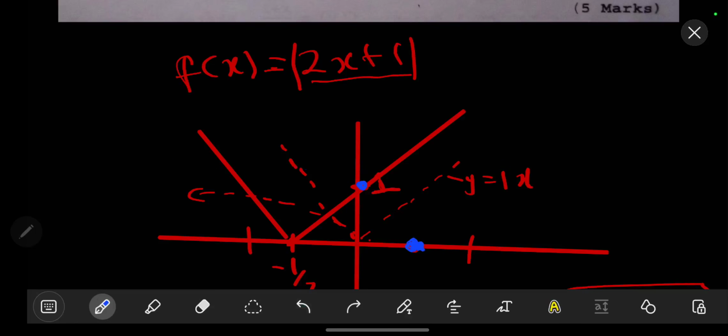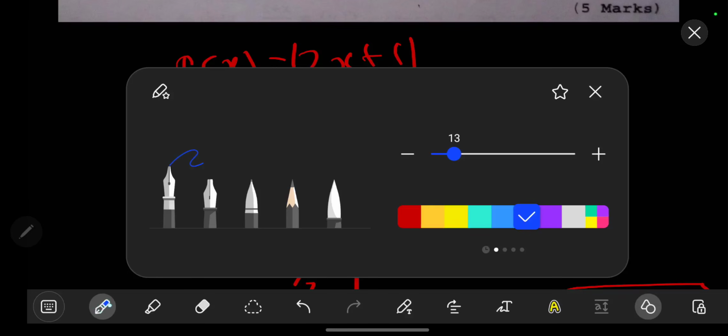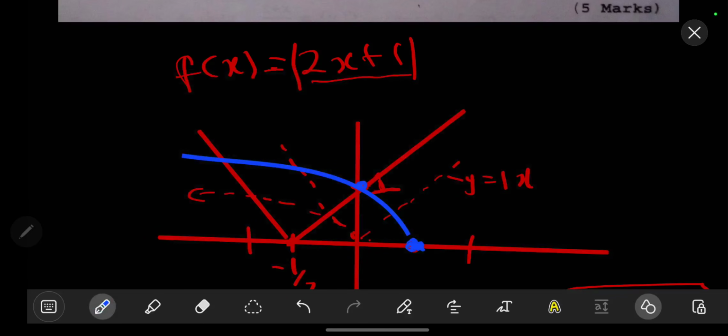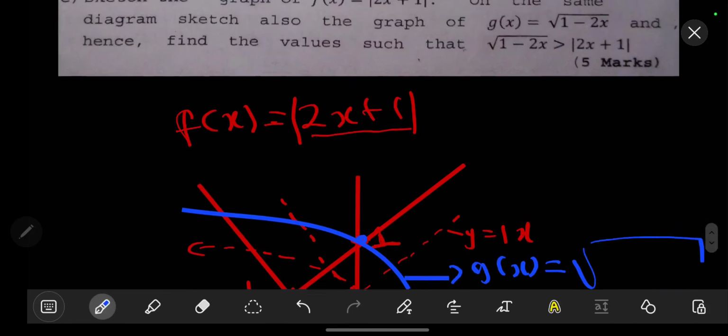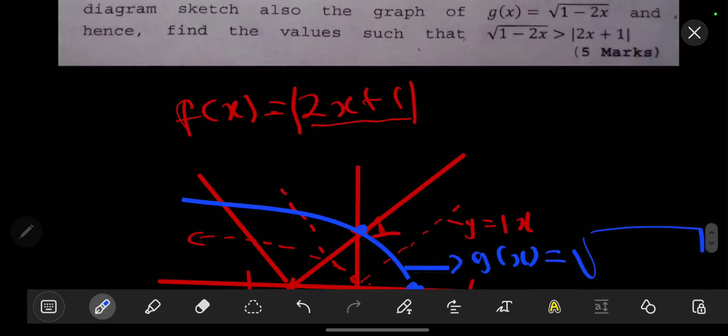Let me try to use the other one. So they meet at that point. So this is our y. g of x should be equal to the square root of 1 minus 2x.